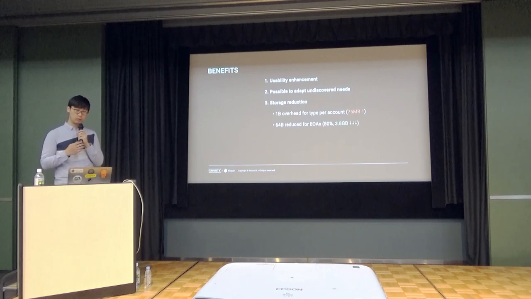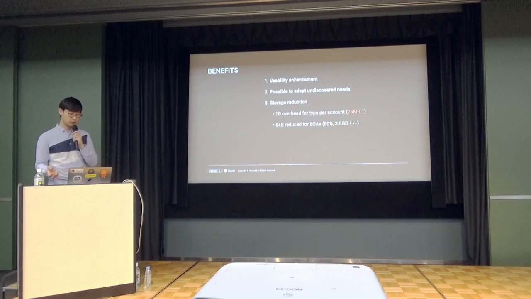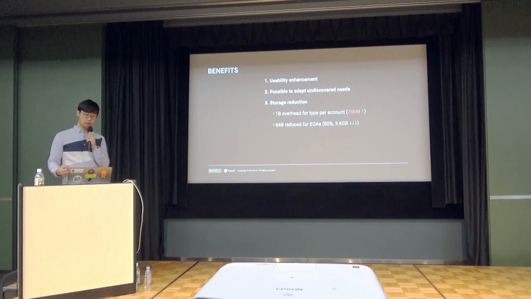At the time when we got the data, as of September of this year, we found that there are 75 million accounts in Ethereum. So if we add type information to that, we get one byte of overhead for all accounts. This takes 75 megabytes, but we can reduce 64 bytes for EOAs. As you can see, we remove the root and code hash, which take 64 bytes. If we assume that EOAs take 80% of total Ethereum accounts, then we can reduce 3.8 gigabytes of storage cost. You can see this is obvious. We can get much more storage reduction.